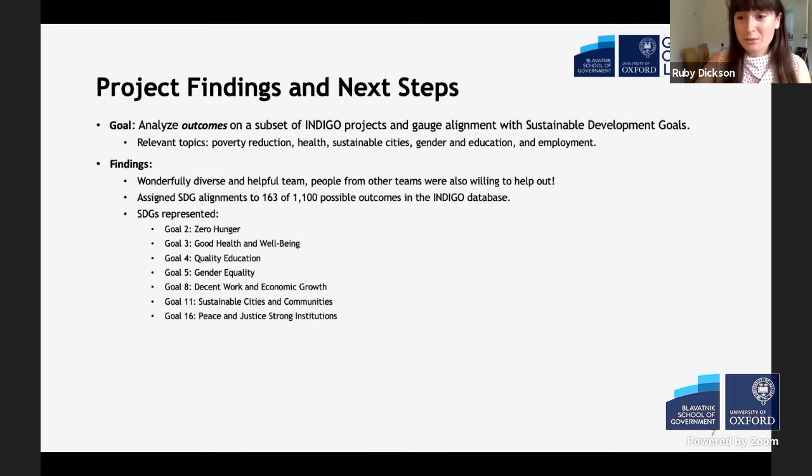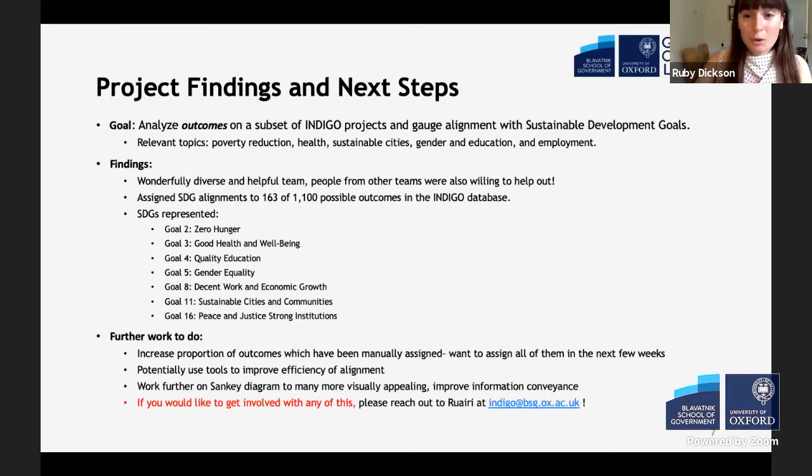Those are the ones that seem to be the most represented in the subset of projects that we picked so far. And I think it's a pretty interesting layout of different goals. It seems to make sense with the type of projects that are in Indigo. So I think at least we're on the right track there.